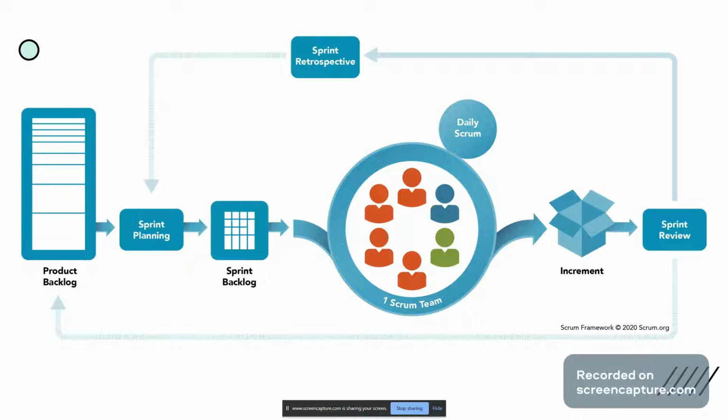Product increment is just a list simply of everything that has been completed by the team for the actual product that they're building for. So any features or any value that has been added to that product.